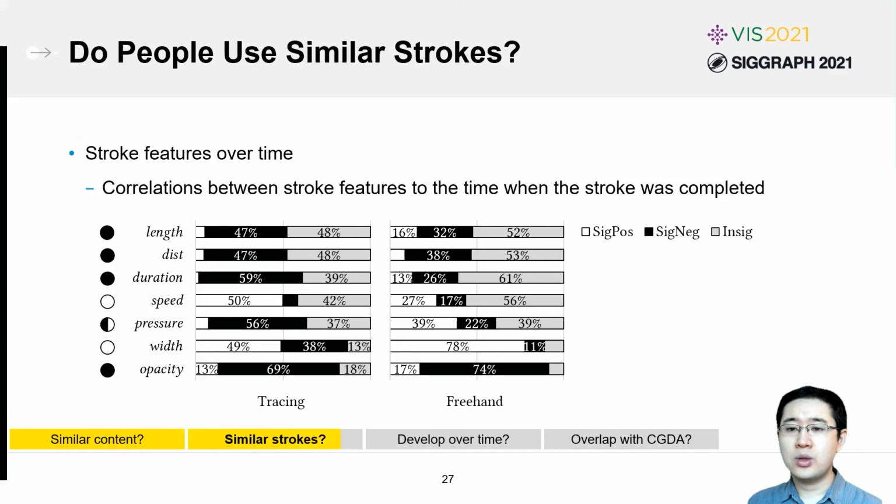To further understand whether people use similar strokes in the drawing process, we extracted a list of stroke features and examined how they changed over time. We observed that in both tracing and freehand, stroke length, duration, and opacity tended to decrease over time. Speed and stroke width tended to increase over time. An inconsistency is with pressure: people tended to apply more pressure when they started tracing contours than drawing them on a blank canvas.